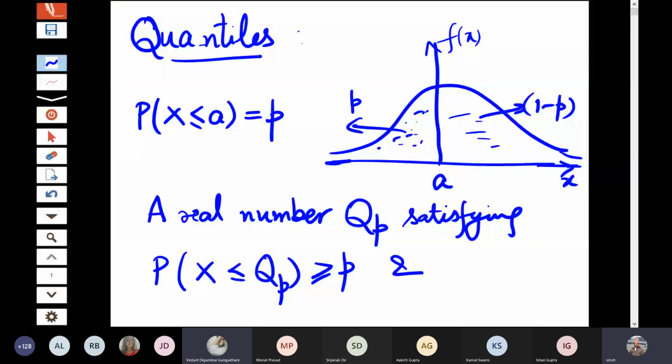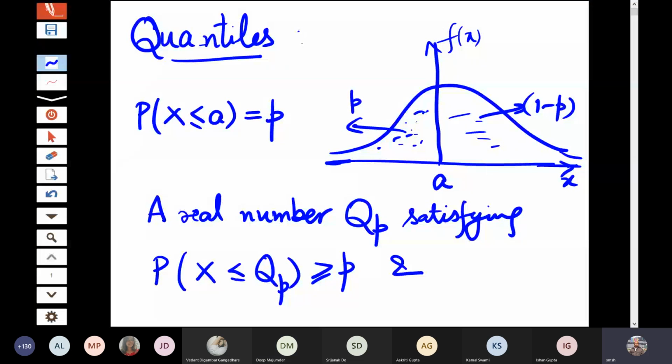Similarly, we can divide it into three parts. We can have Q1 by 4, Q half, and Q3 by 4. So they are called quartiles. Can you hear me? Yes, sir. Okay.